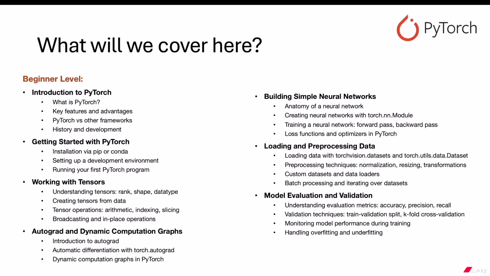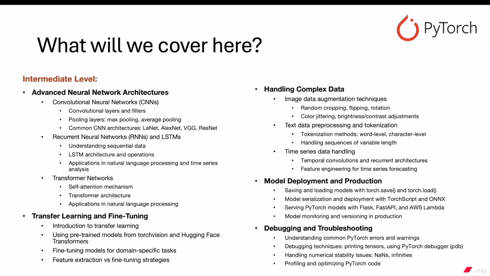Once we're comfortable with this beginner level, we're going to jump into the intermediate level section, where we will first look at advanced neural network architectures. Then we'll look at transfer learning and fine-tuning. Following that, we'll cover handling complex data, then model deployment and production, and then debugging and troubleshooting.